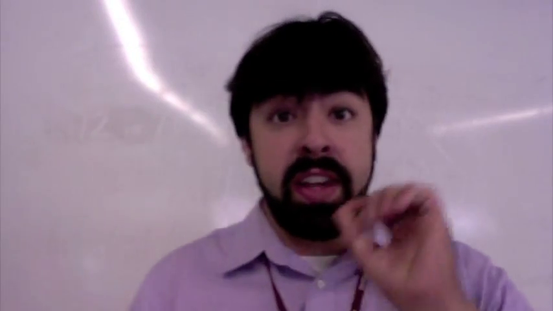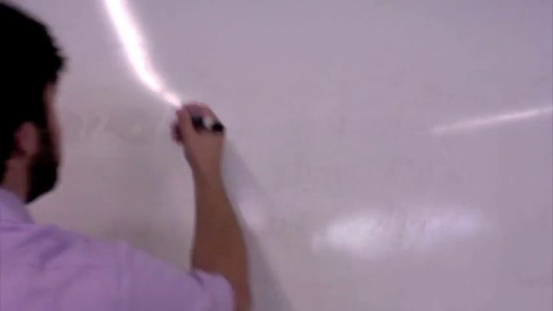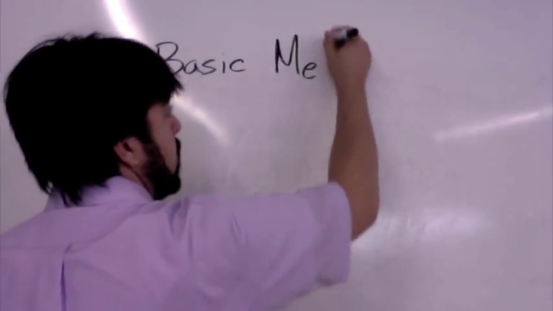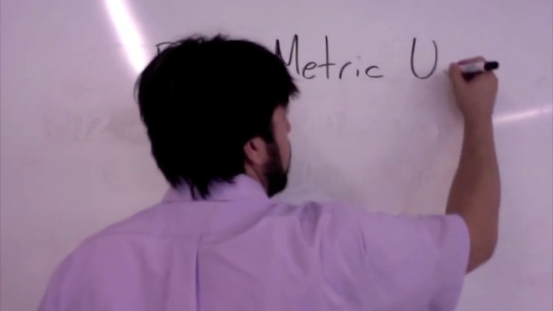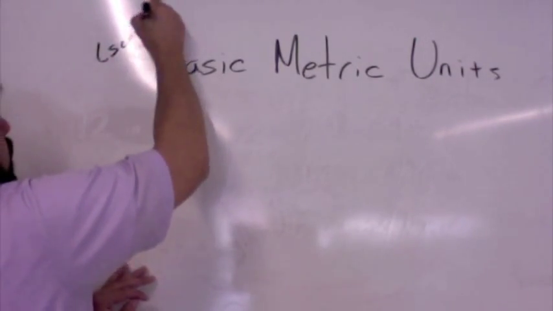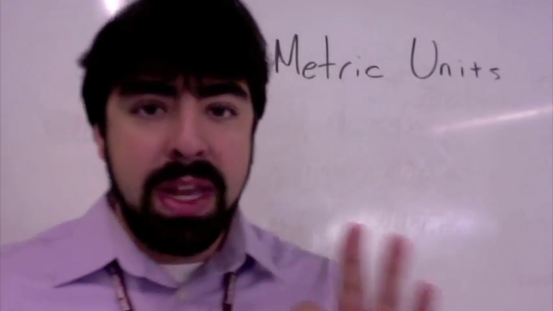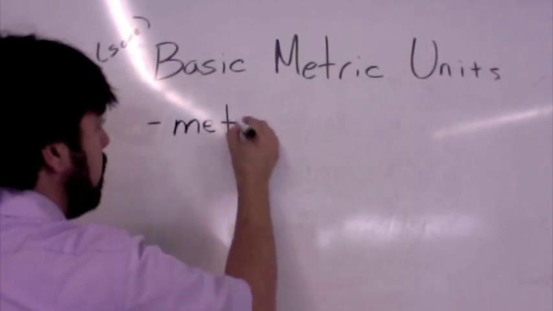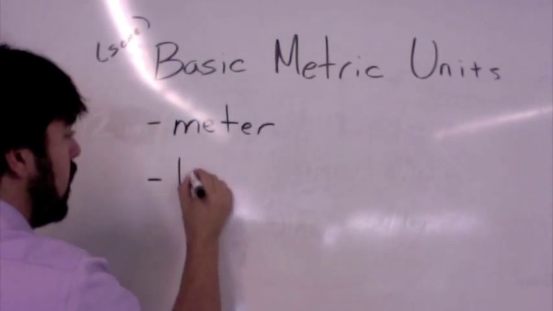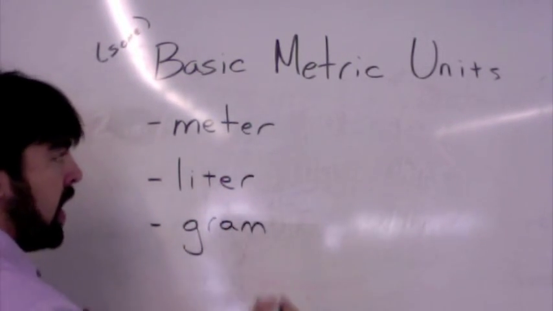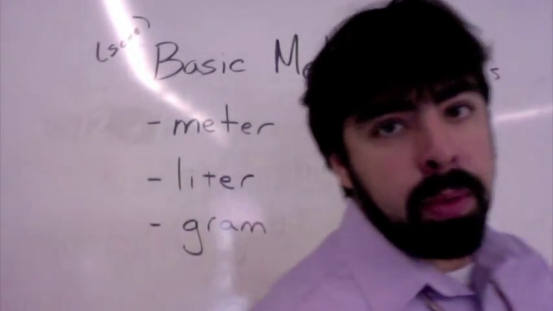So to start, you're going to take notes from me today on the board, not from some slides. We're going to first just discuss a few basic metric units and some, not all. So the 3 basic metric units are going to be the meter, the liter, and the gram. And you've probably heard some of these before.